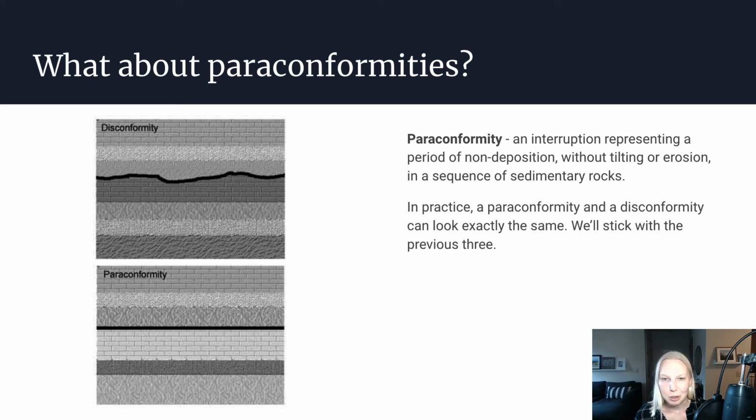And the reason I don't really use paraconformities is because paraconformities and disconformities can look exactly the same in the field. Whether there was no deposition or erosion can be really, really hard to identify if you're just in the field looking at rocks. They can look exactly the same. So I like to stick with the previous three. I think that keeps things simple enough and allows us to describe the rocks accurately. And I probably won't be using paraconformities, but I just want you to know that some people do use paraconformities to describe some sedimentary relationships.